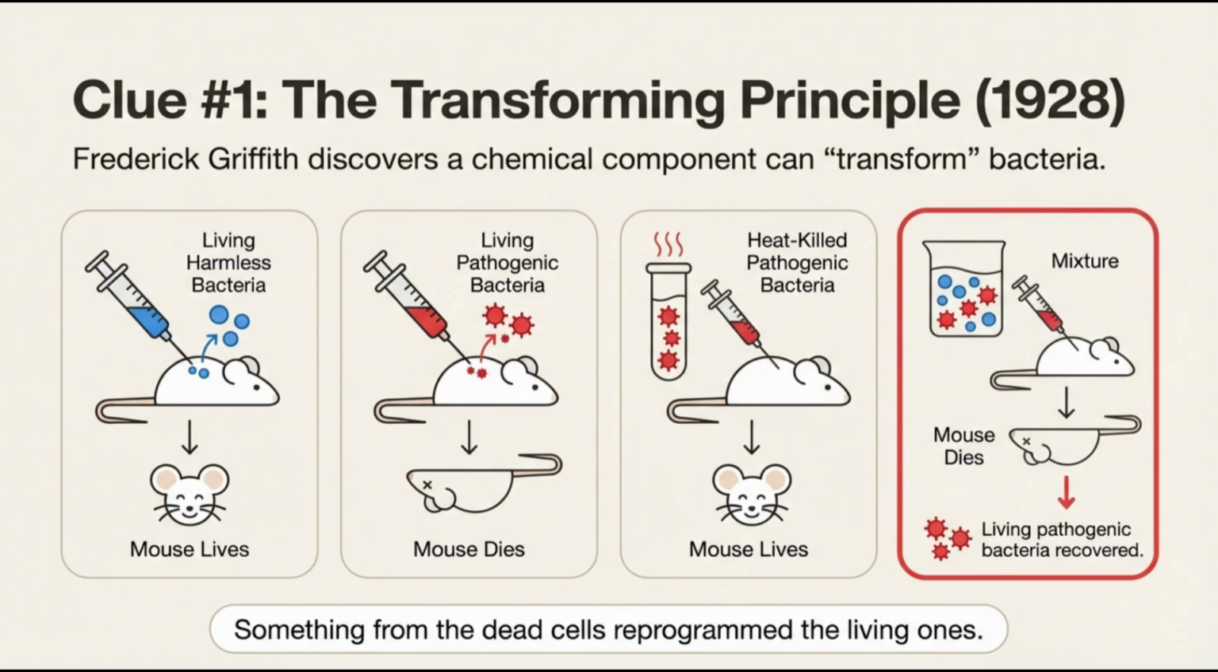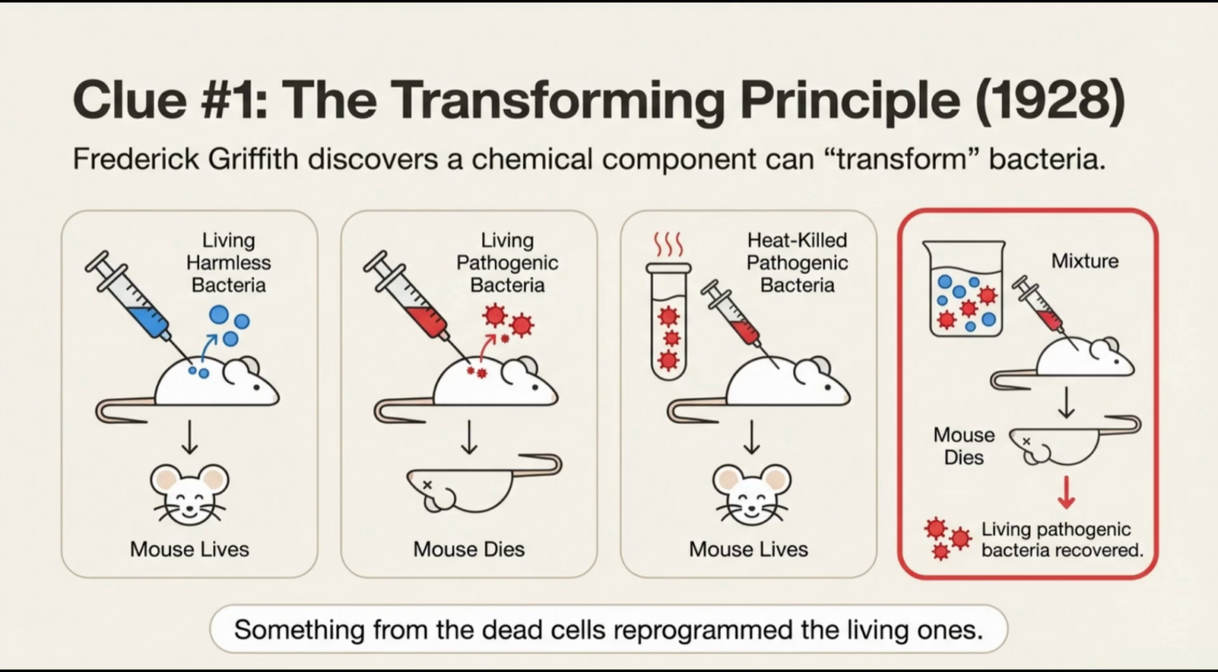And he performed this experiment that, on the surface, just seems to defy all common sense. He killed the dangerous bacteria with heat. Right, they're dead. Then he mixed those dead cells with the living but harmless bacteria. And the shocking result was that the harmless bacteria were transformed. They suddenly became pathogenic. Wait, so the dead cells somehow changed the living cells? Not only changed them, but that change was permanent and heritable. They passed this new, dangerous trait onto all their future generations.